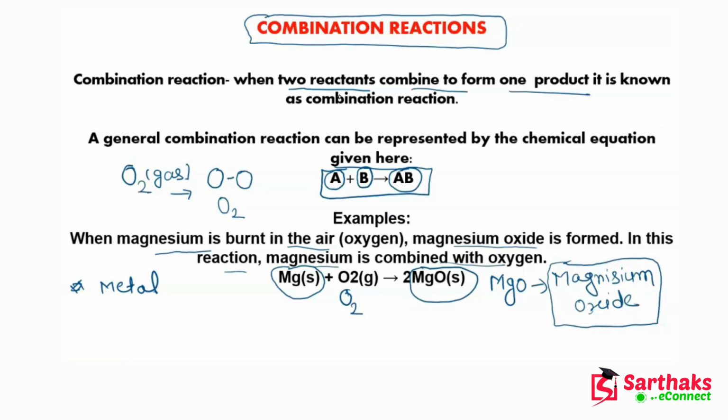Now guys, what will happen when this magnesium and this oxygen react with each other? They will give us MgO, and that is magnesium oxide, and because two reactants are reacting and giving us a single product, that's why this is an example of a combination reaction. I hope guys this thing is clear to you. Now let's move ahead and talk about some more examples of combination reactions.